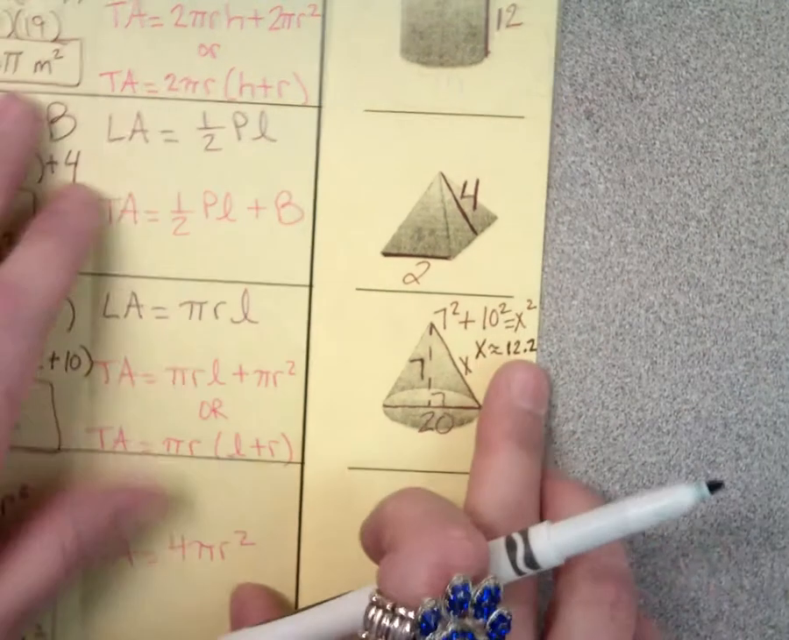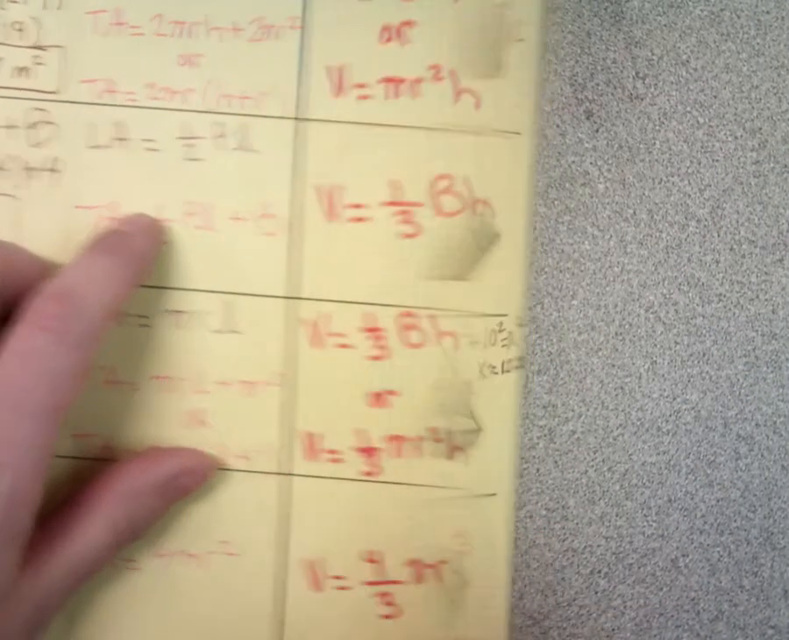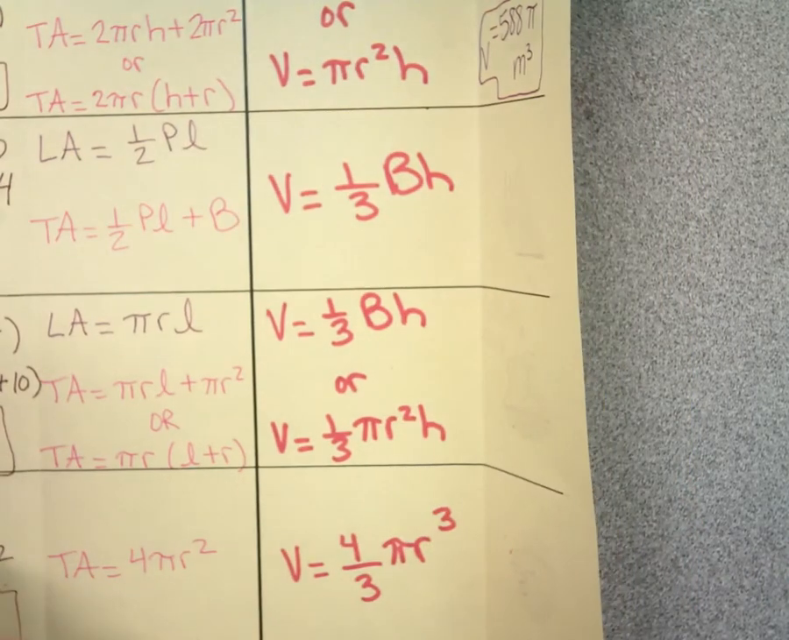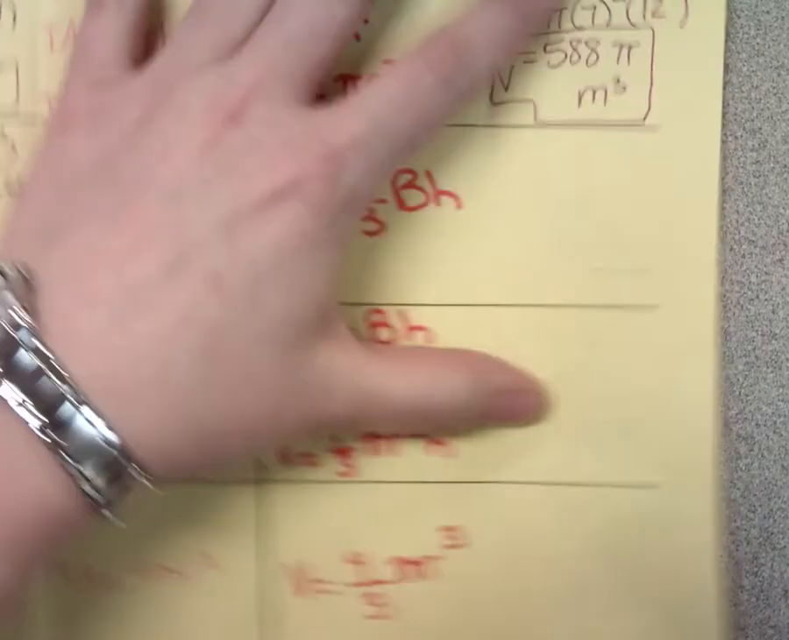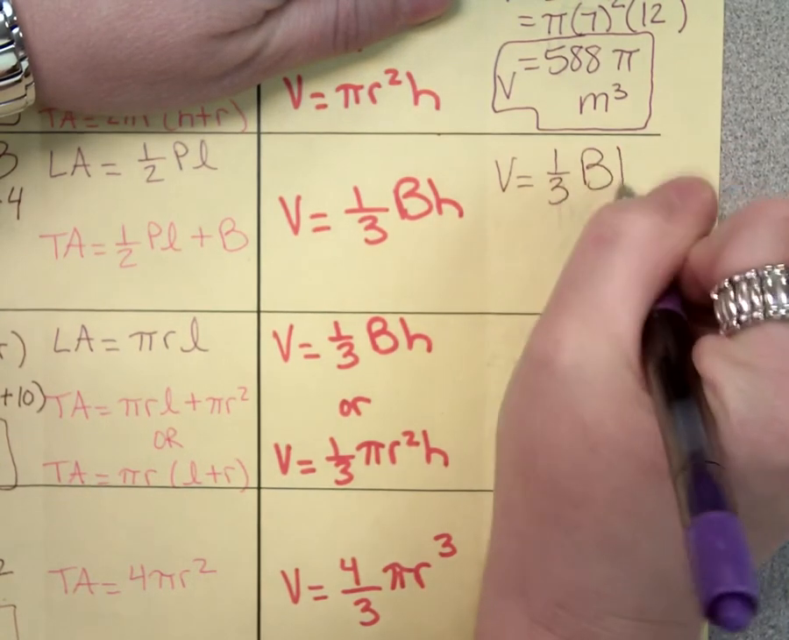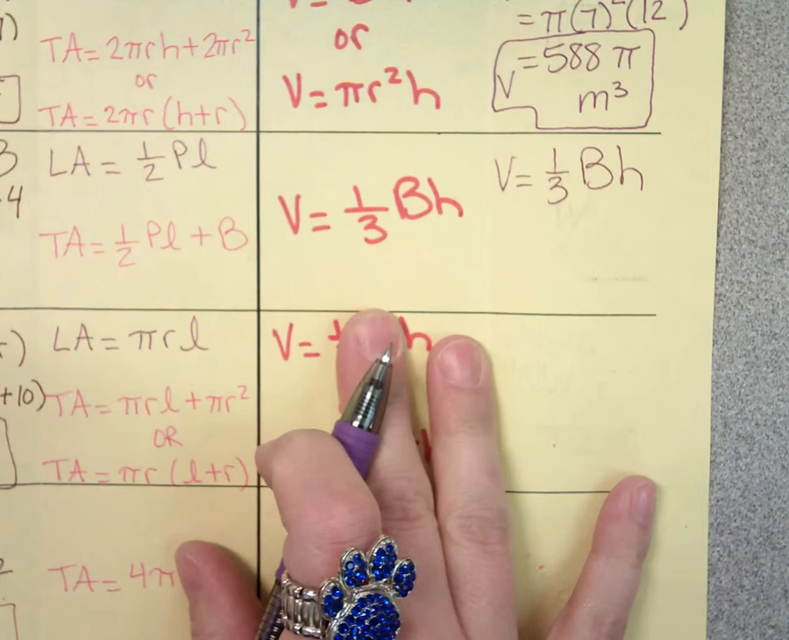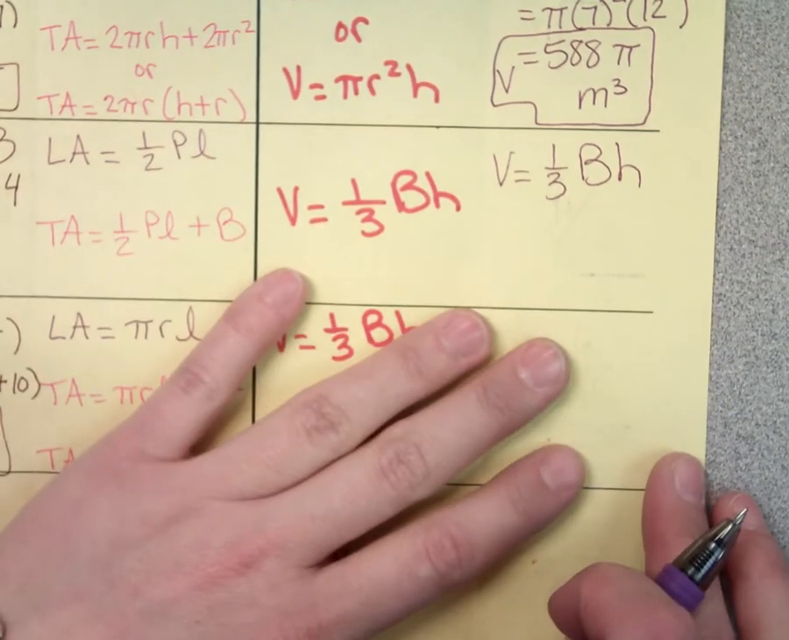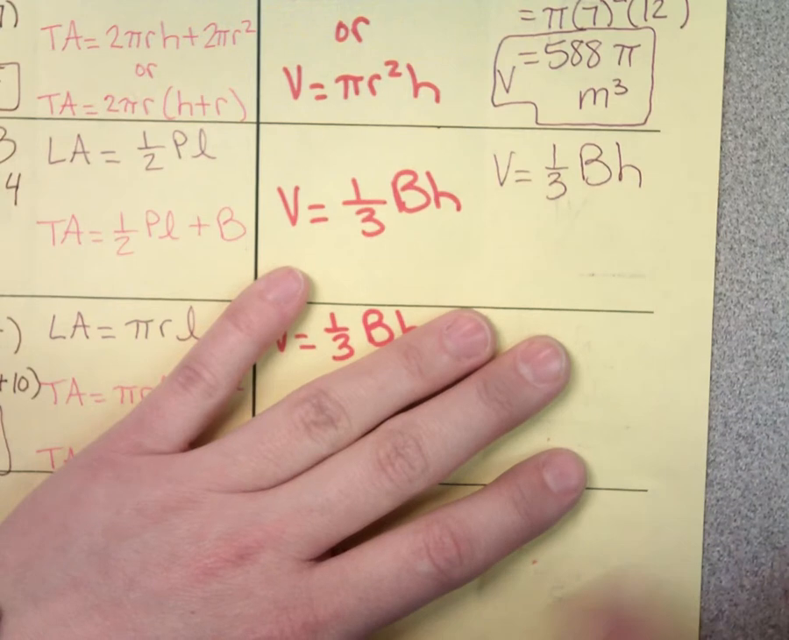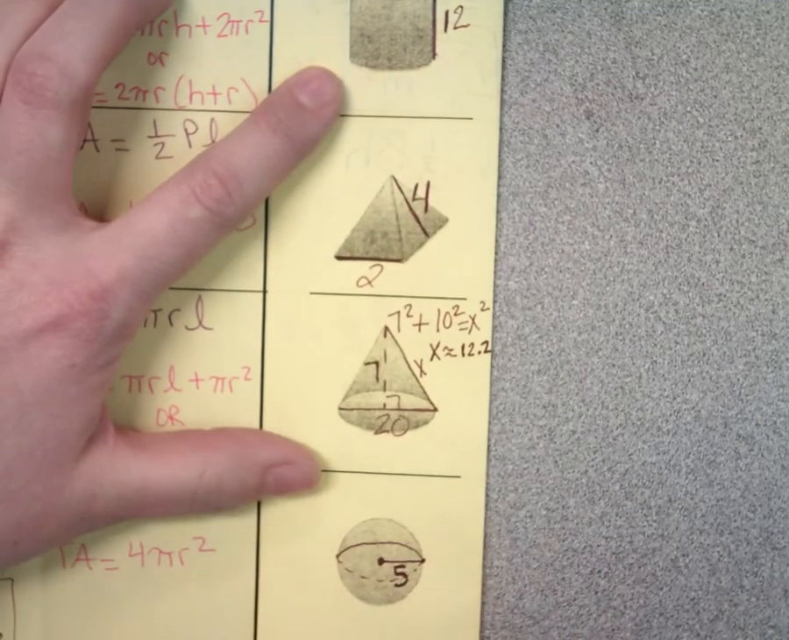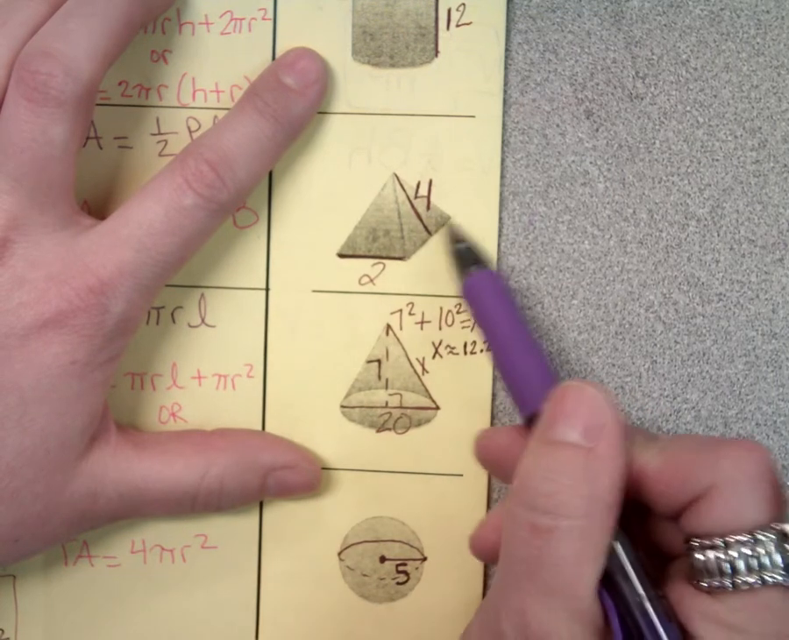Yes. Okay, so we're ready for the pyramid. So our pyramid formula is 1/3 capital BH. So I'm going to go ahead and recopy that over here. 1/3 capital BH. So this is our formula for all pyramids. And capital B stands for area of the base. So let's look. Do you know what the area of this base is?